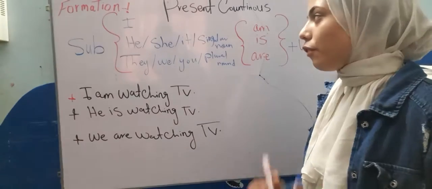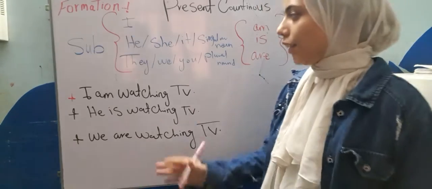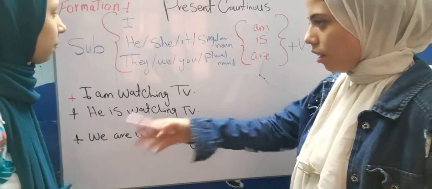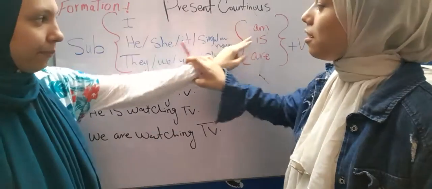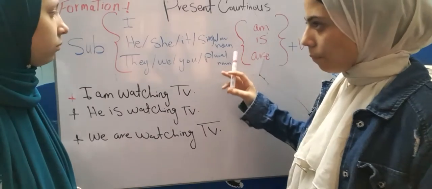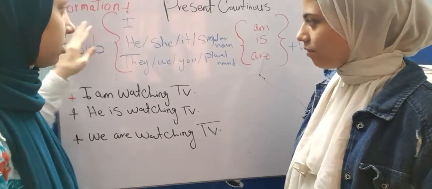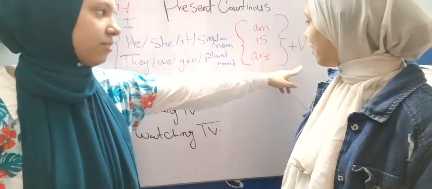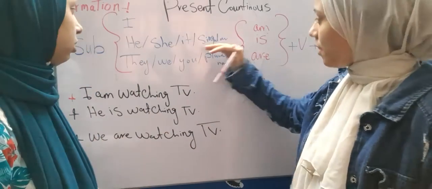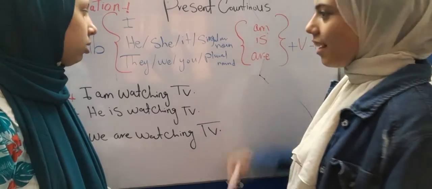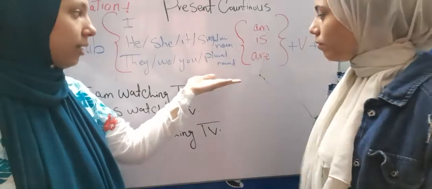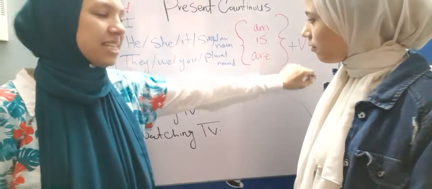And now let's talk about the formation of the present continuous. Actually, we take the subject, whatever it is: I, or he, she, and it singular, or they, we, and you plural. We will take the subject I plus am plus verb plus ing. And you will take the subject he, she, or it plus is plus verb plus ing. And the subject may be they, we, you, or any plural noun plus are plus verb plus ing.